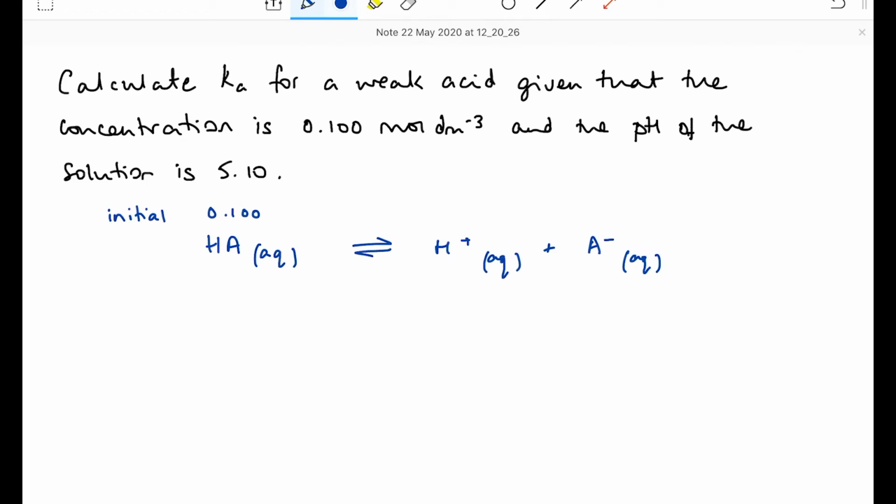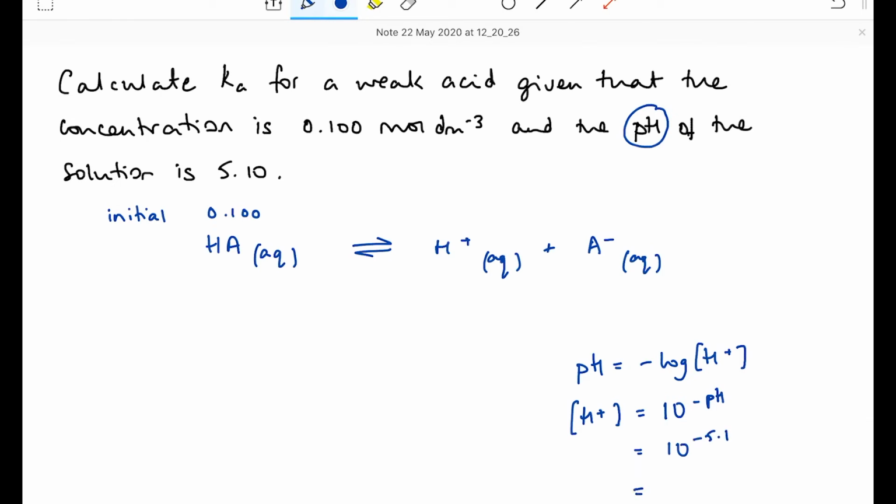What's happened at equilibrium? Well, once we dissolve this acid in water, an equilibrium is set up, and even though it's a weak acid, some of HA will have dissociated, a very small amount. How do we figure out how much that is? Well, I know that the pH of the solution is 5.10. So pH equals minus the log of the hydrogen ion concentration. If I know one, I know the other. So my hydrogen ion concentration at equilibrium is going to be 10 to the minus pH, so that's 10 to the minus 5.1.